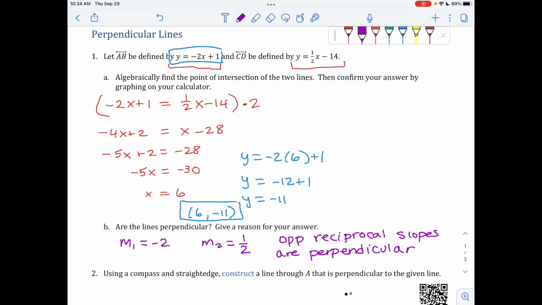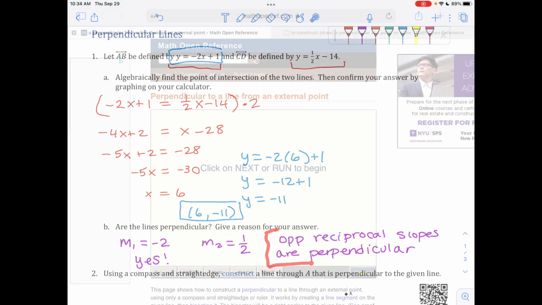Now, I do always want to make sure that I have a good claim and evidence and reasoning. So when I look at this, here's my claim. Yes, they're perpendicular. Here's my evidence, right? Those are my slopes. And then here's my reasoning.